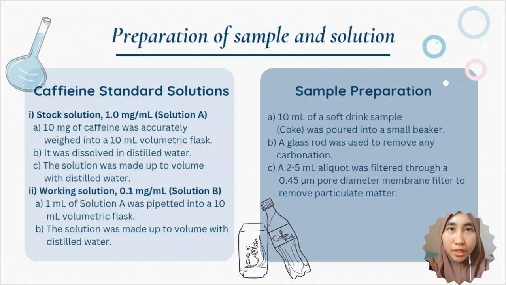Sample preparation. 10 ml of a soft drink sample was poured into a small beaker. Then we used a glass rod to stir to remove any carbonation. Then a 2 to 5 ml aliquot was filtered through a 0.45 micrometer diameter membrane filter to remove particulate matter. For the methodology of HPLC, I will explain in the next slide.